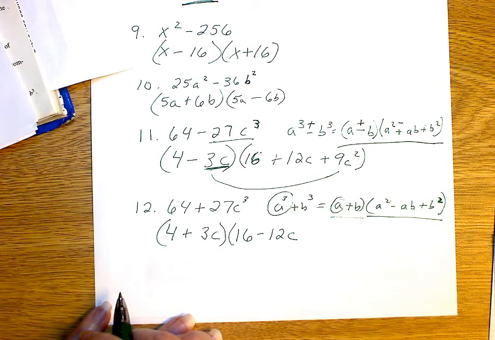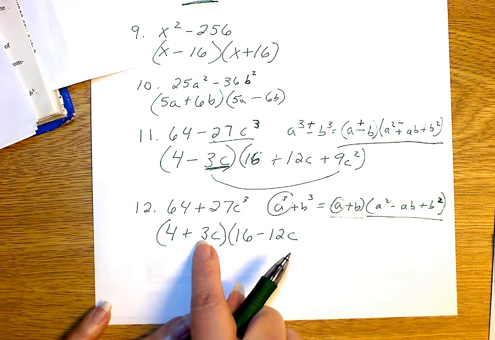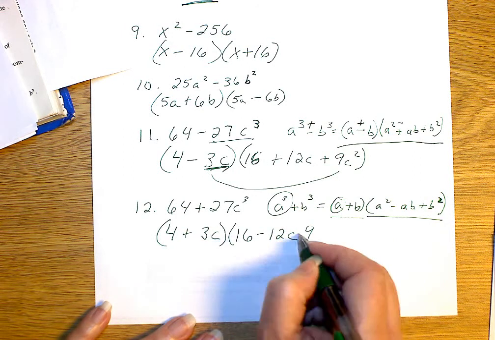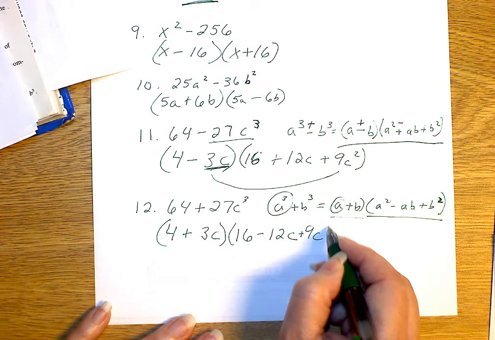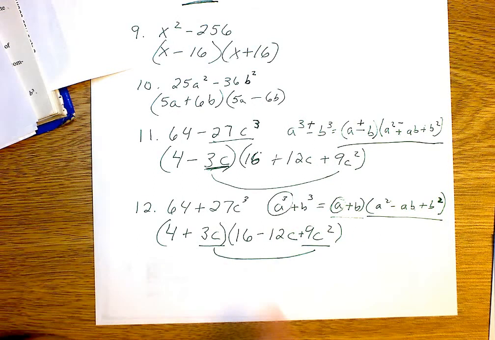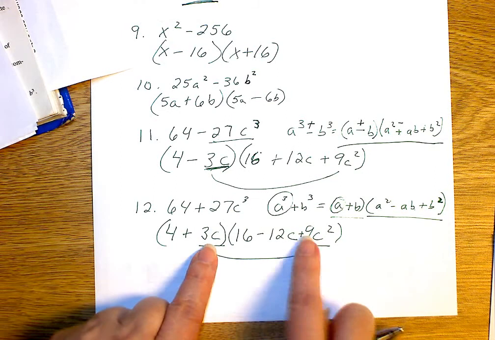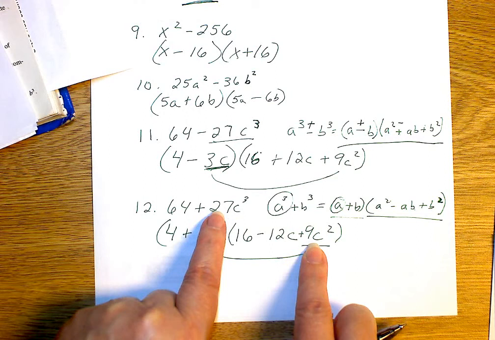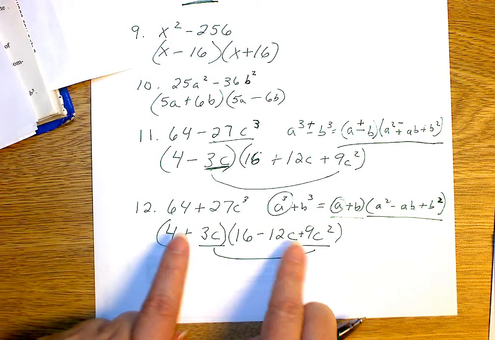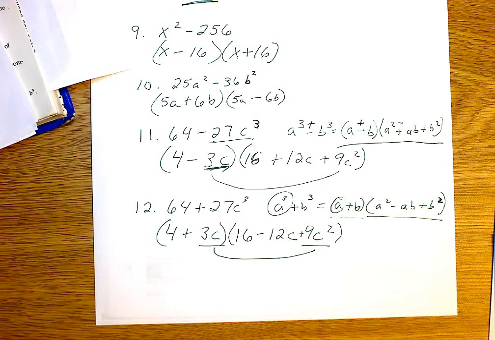So we have 3 times 3 is 9, and just a second, so plus 9c squared. Now remember that this and this always have to multiply together to give you that number. The last two have to be able to give you this number. The first two have to be able to give you that. The middle is going to drop out when you multiply it out.